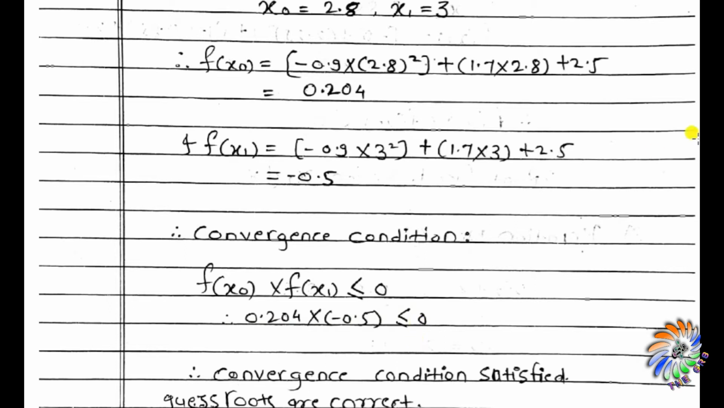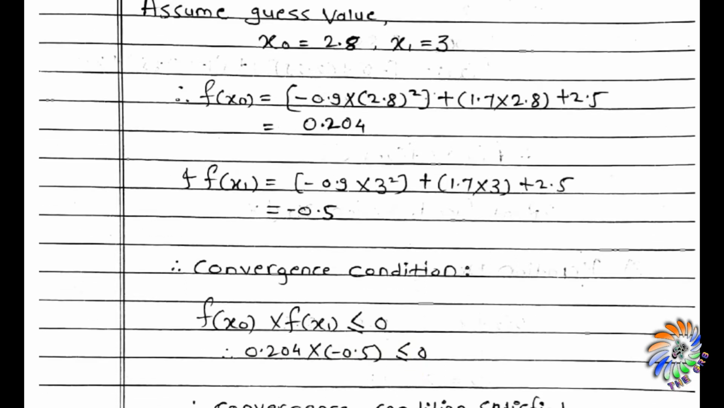So these two values, 2.8 and 3, are correct. We have assumed the correct values. It means that the equation has satisfied the convergence condition. It means that the root lies between 2.8 and 3.